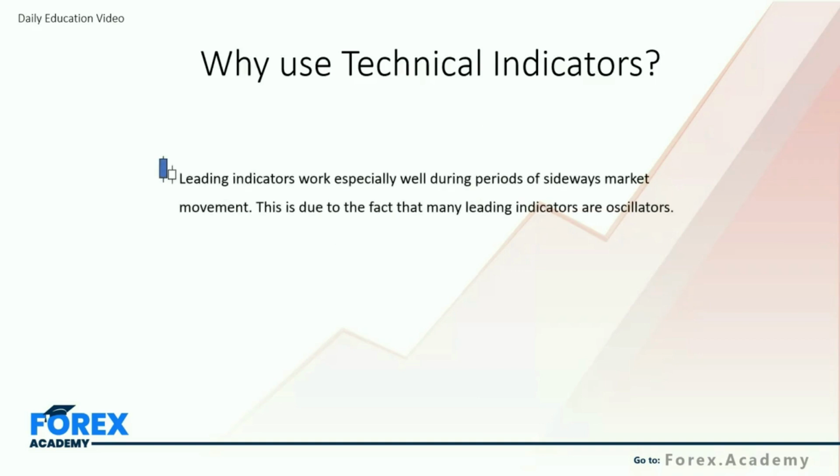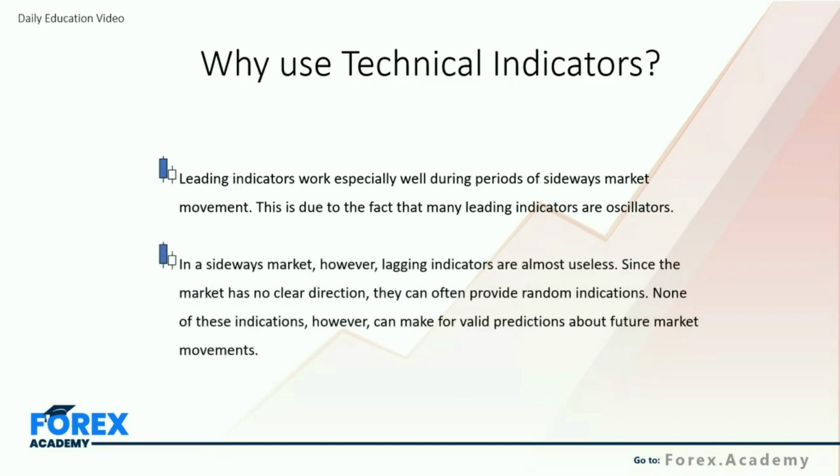So first and foremost, we can ask the question, guys, why use technical indicators? I'd like to lead with this. Leading indicators work especially well during periods of sideways market movement. This is due to the fact that many leading indicators are oscillators. In a sideways market, however, lagging indicators are almost useless. Since the market has no clear direction, they can provide random indications. That's not good for our trading, obviously, and often provides us with absolutely no signal whatsoever. None of these indications, however, can make for valid predictions about future market movements, okay?